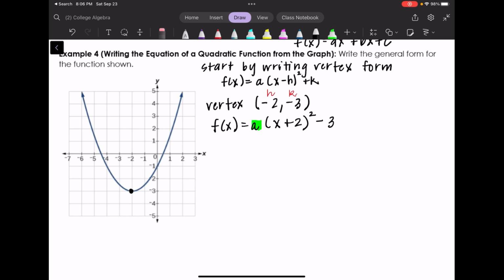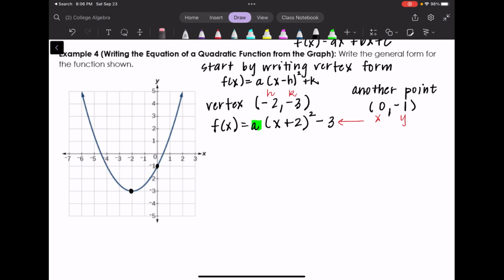And in order to get that, I'm just going to take another point from the graph that's not the vertex. It doesn't matter which one you choose, as long as it's one that you can clearly see. And I'm going to choose that one. It doesn't have to be the y-intercept, but I just chose that one. So we take this other point, and we know that this is an x and a y, and then we're going to plug that in here and solve for a.